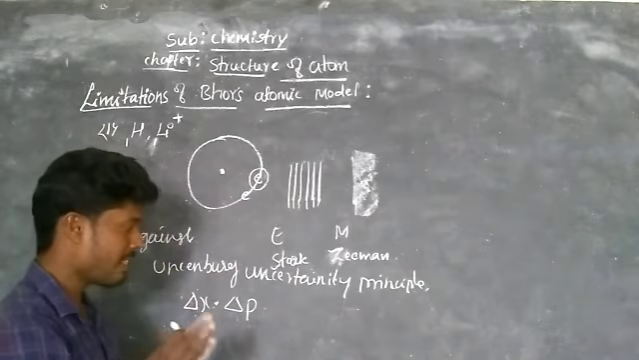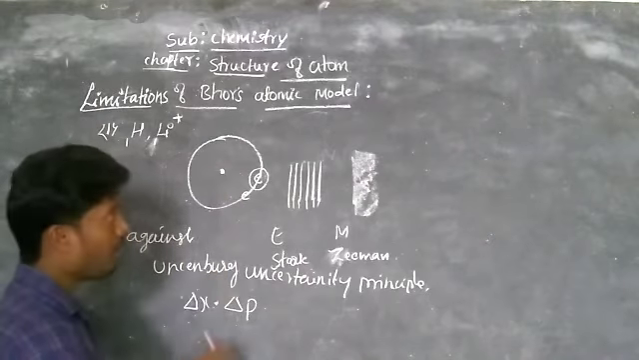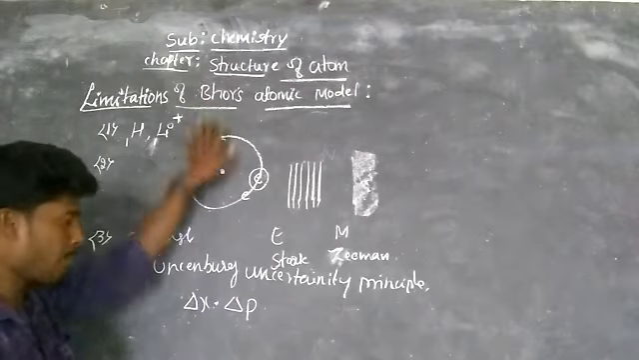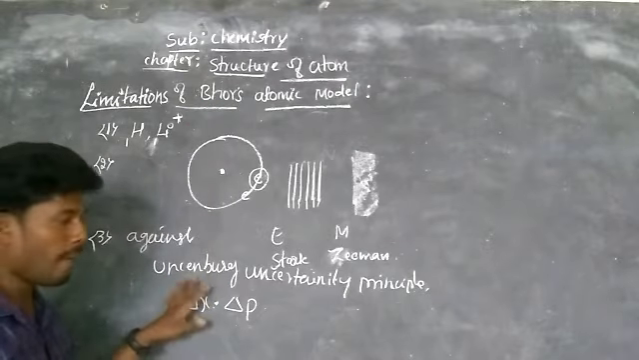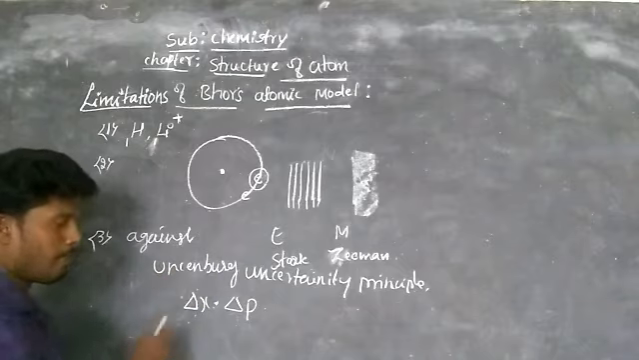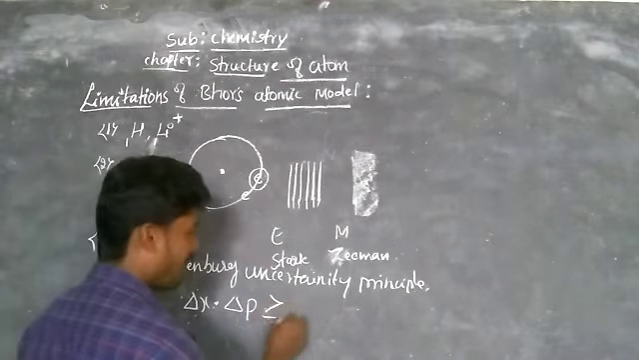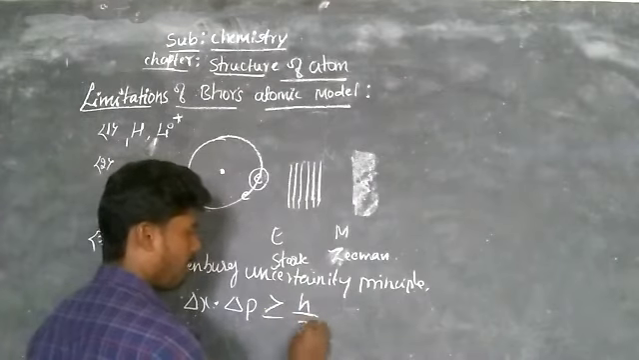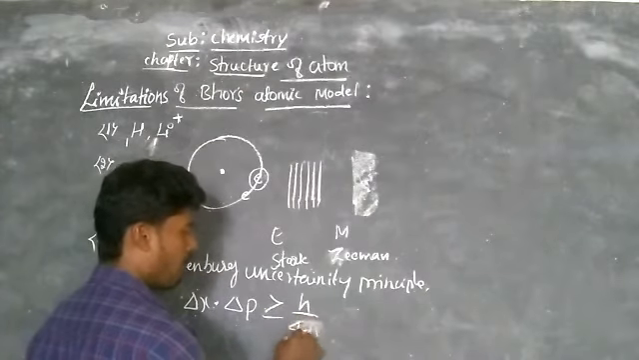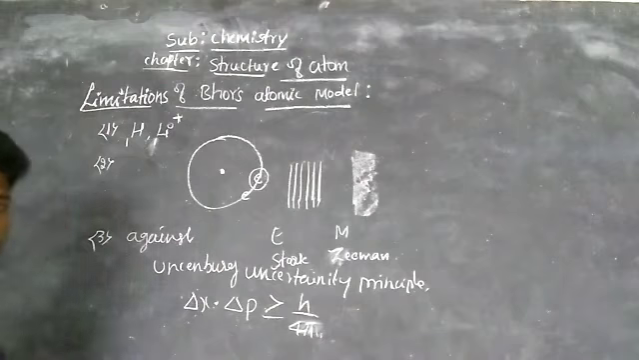That is what Heisenberg says, but Bohr failed to explain this concept. So he goes against the Heisenberg uncertainty principle, that is delta x into delta p is always greater than or equal to h by 4 pi. This is the Heisenberg uncertainty principle.